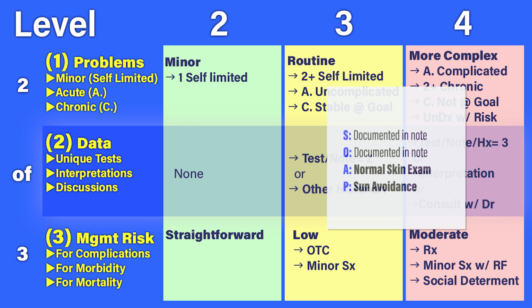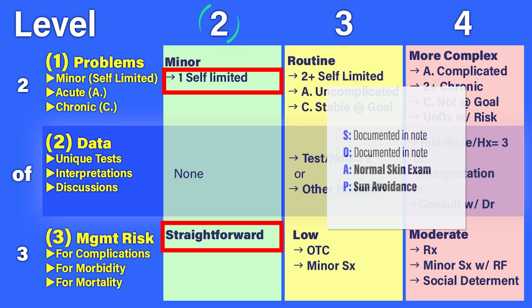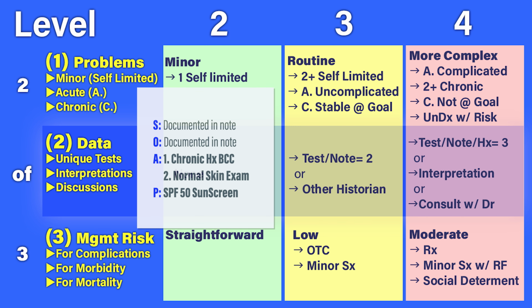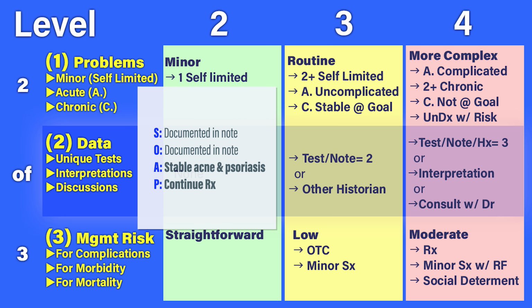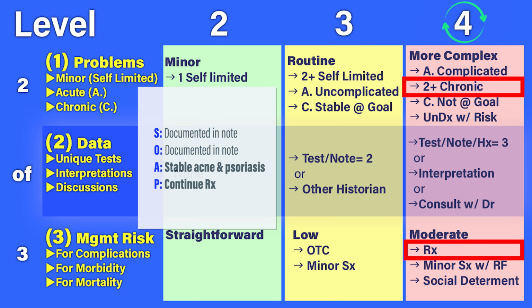A patient with a history of 1 basal cell carcinoma, not documented as a chronic concern, receives sun avoidance counseling. This is a level 2. A patient with multiple recurrent basal cell carcinomas, documented as chronic concerns, is advised to continue SPF 50. This is a level 3. A patient with stable acne and psoriasis continues prescription treatment. This is a level 4.